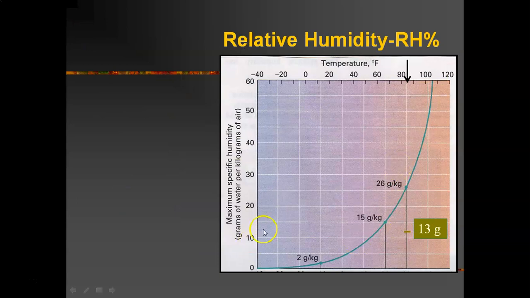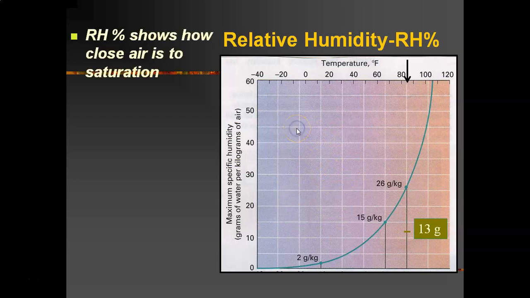All right, let's talk a little bit more about that concept by using a term meteorologists use a lot on TV, and it's called relative humidity. It's always shown as a percentage. What I want to say is what that percentage means. It shows you how close the air is to saturation.